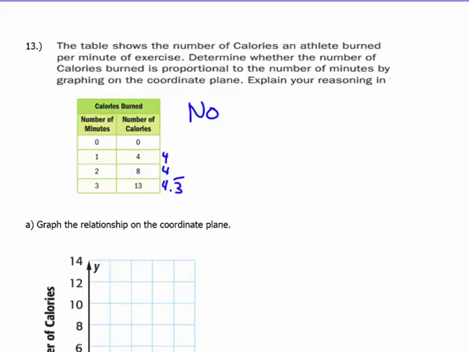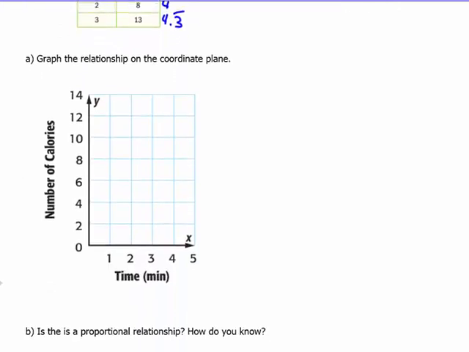Oh, it tells me to graph, but it didn't give me a... Oh, there's the graph. Sorry. Helps if I pay attention, right? Sorry about that.